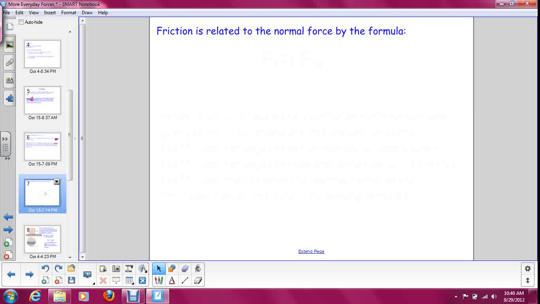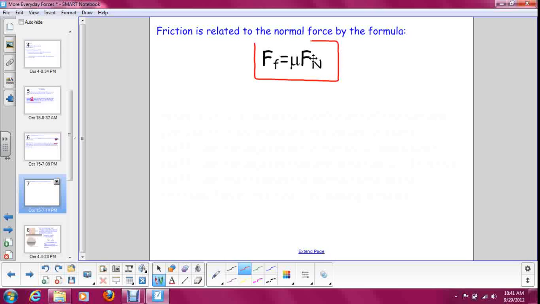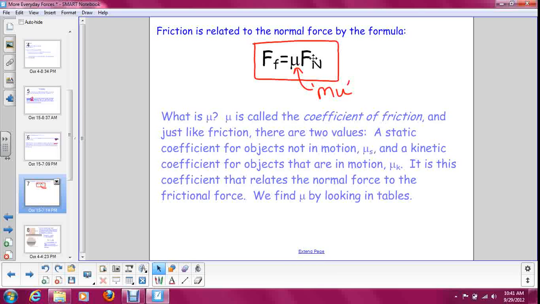Friction is related to the normal force, it turns out. Most people would think that friction is related to the weight of the object, but it's actually related to the normal force. But if you remember, normal force is also kind of related to the weight of an object. So the equation for friction is force of friction is equal to mu, this is the Greek letter mu, times the normal force. So what the heck is mu? It's like a little U with a tail on it. Well, it is a Greek letter, and it is the coefficient of friction.